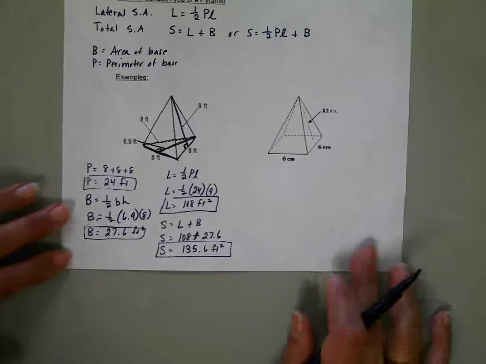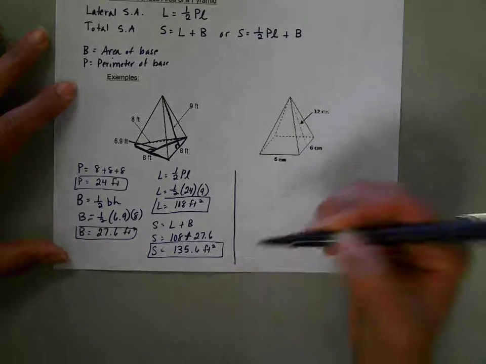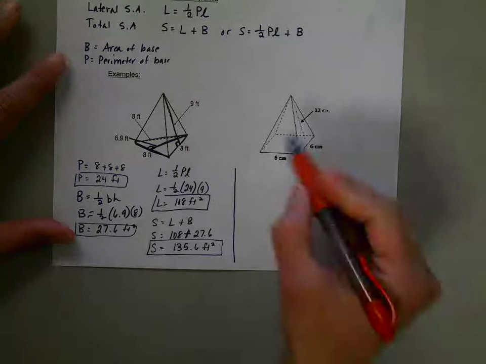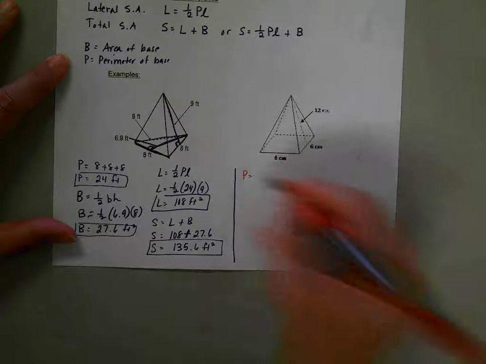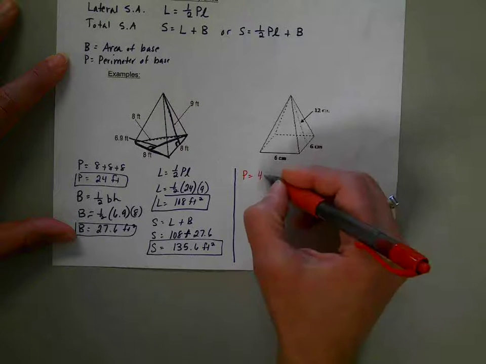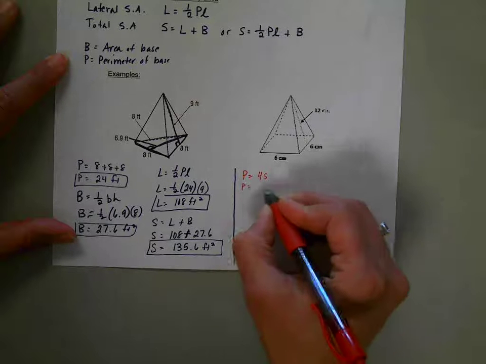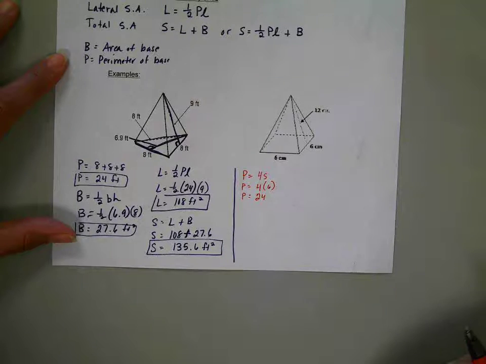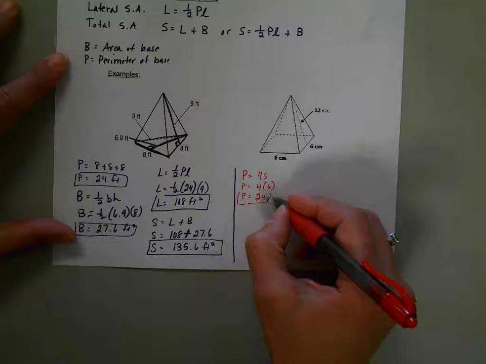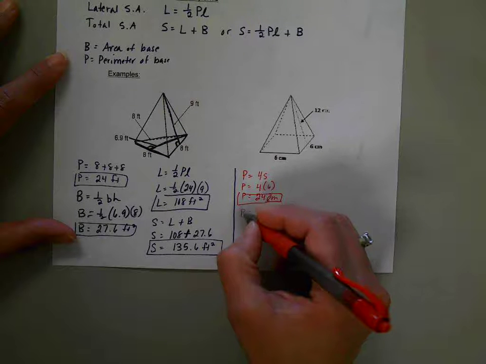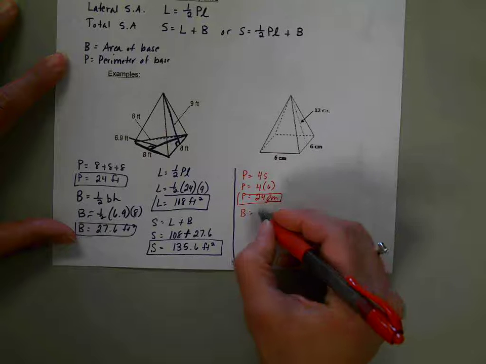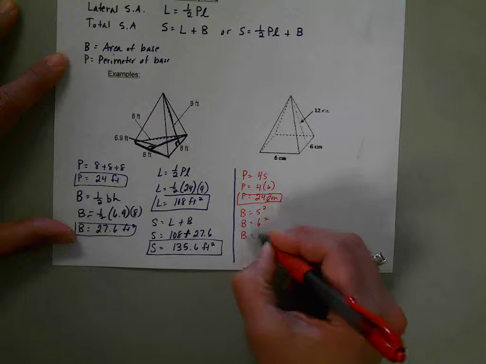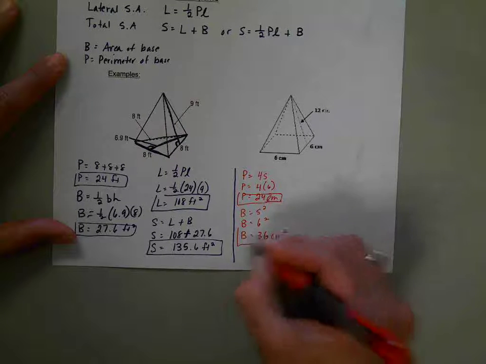Okay, so now let's look at a square pyramid. I'm going to draw a line here and do this in a different color. So we've got a lot fewer numbers here. Since our base is a square, I'm going to do the perimeter as being 4s, 4 times the side. So 4 times 6 is 24. So my perimeter is 24 centimeters. Big B, the area of my base, this is a square, so I'm going to do side squared. So big B is 6 squared, which is 36 square centimeters.